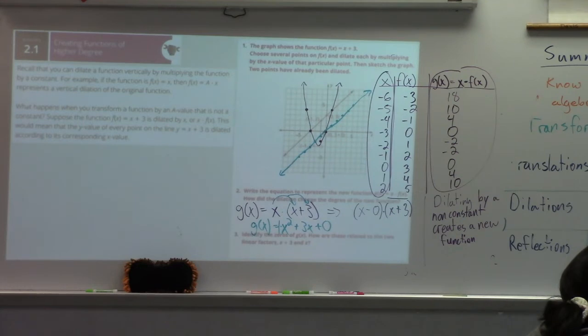Just look around. Do you see any other zeros? Well, remember, a zero is also shown on the graph as an x-intercept. So are there any other x-intercepts? So are there any other zeros? Okay, so you've got to focus on the question of how are they related to the two linear factors?